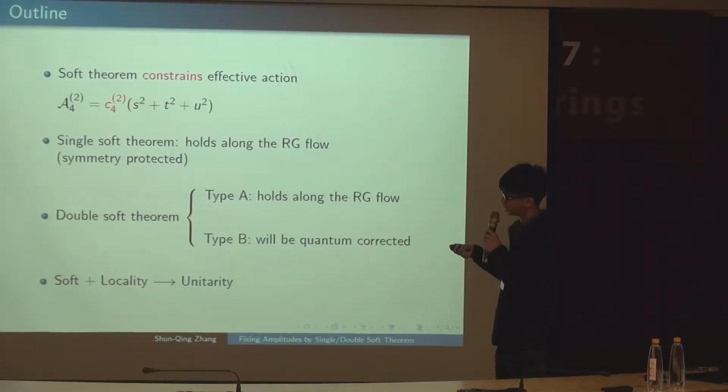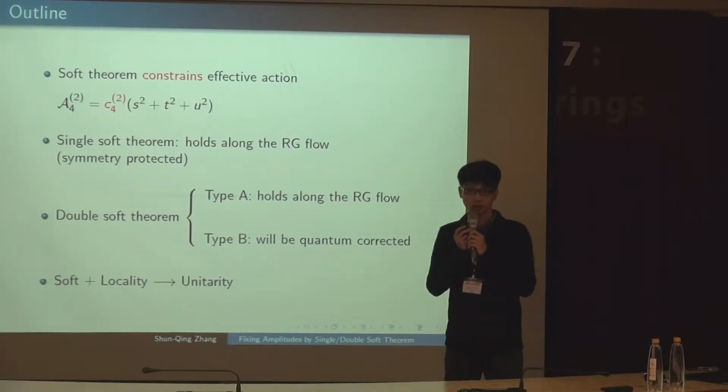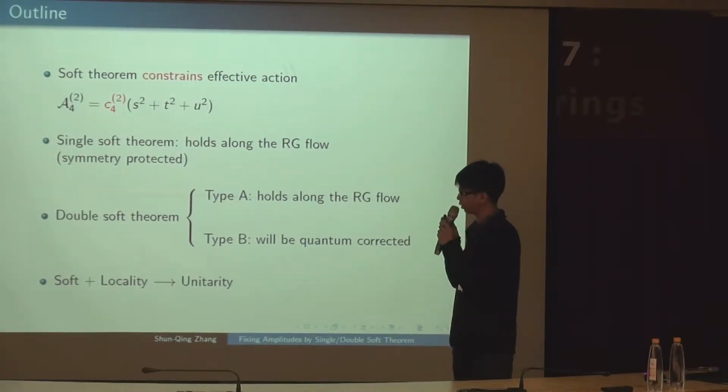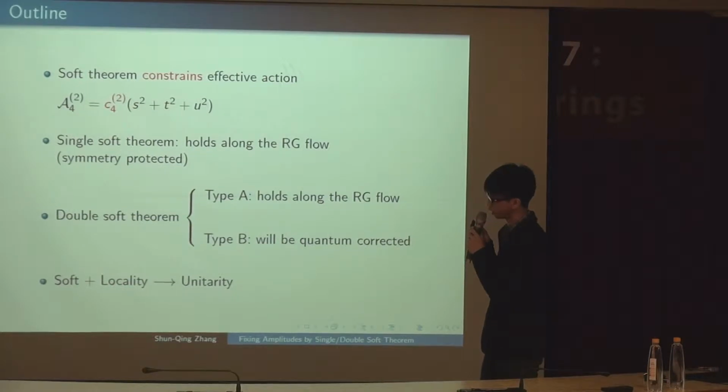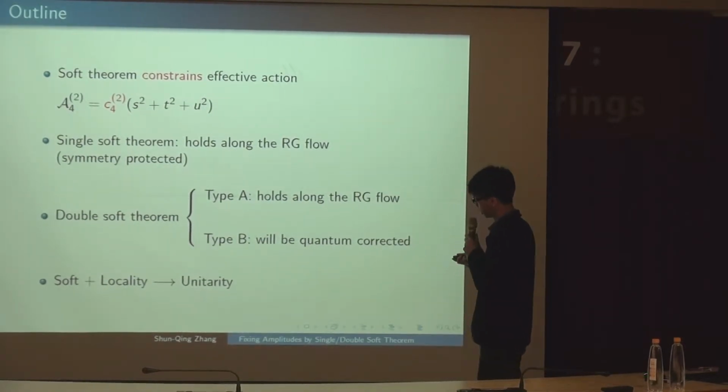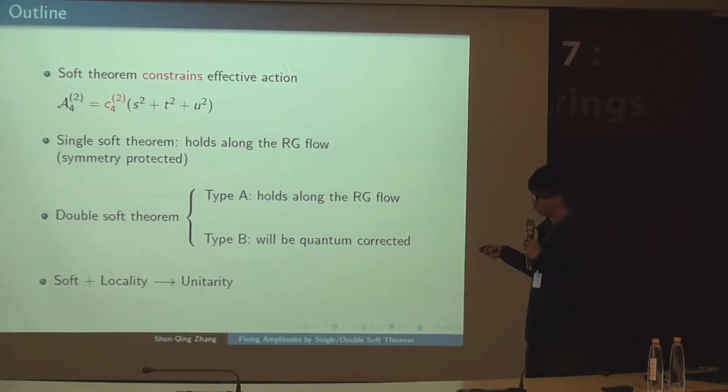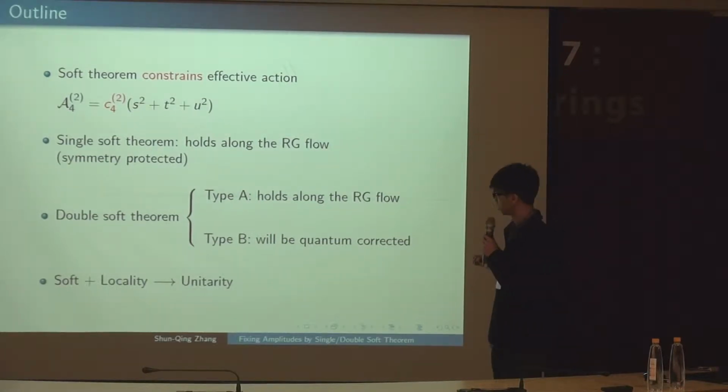But as Zhang said, the single soft theorem can be derived from a symmetry principle, like the Ward identity. So once I fix this soft theorem, the relationship still holds along the algebraic flow. But for the double soft theorem, there are at least two kinds, and one of them has to introduce a 4-point vertex, so it will be quantum corrected along the algebraic flow.